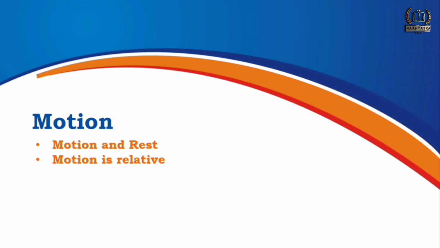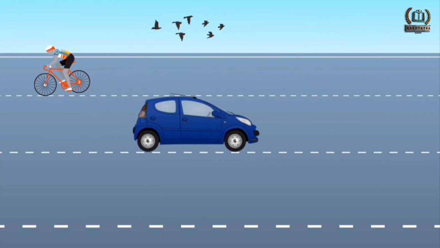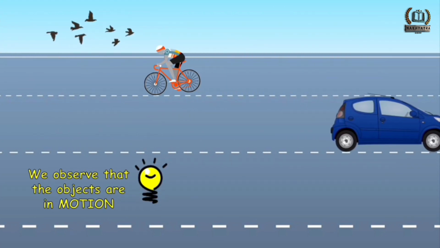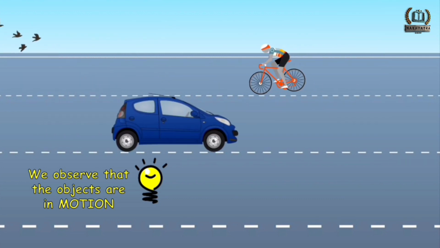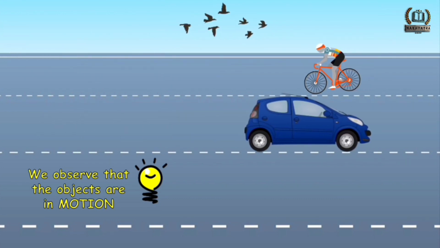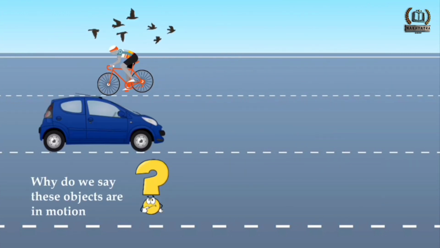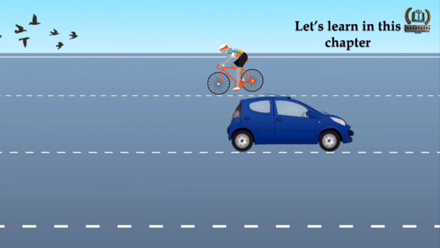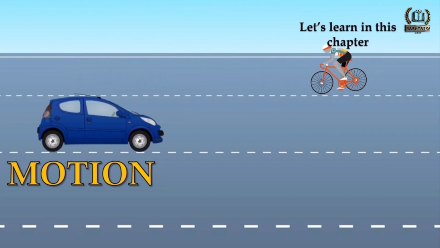First, here we will study about motion and rest, and motion is relative. So here, what do we observe? We observe that the objects are in motion, right? The bicyclist, the car and the birds, they are all in motion. Now you might be thinking, why do we say these objects are in motion? The answer is, let's learn in this chapter called Motion. We will study everything about all these things in this chapter.